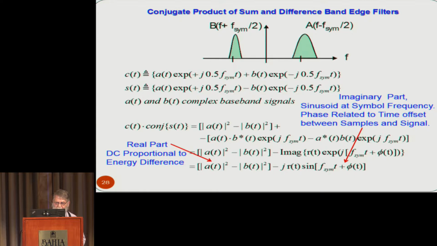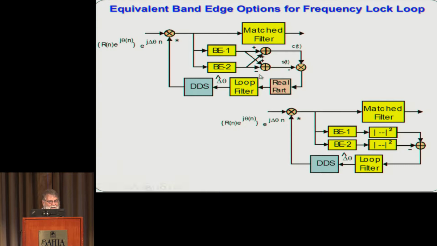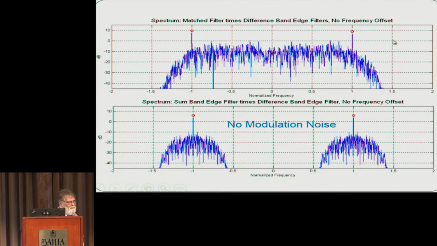It was just dumb luck that I noticed it. So this is what we're going to do. We're going to take the two band edge filters, generate the sum and difference, take the product, and the real part will do the lock on frequency. So this is what you would get if you did maximum likelihood. This is a derivative filter multiplied by the match filter, and you see the two spectral lines at the two symbols. And there's a DC term here, which is the frequency offset, but you can't see it because all the modulation noise is there. Now we're going to replace it with my version.